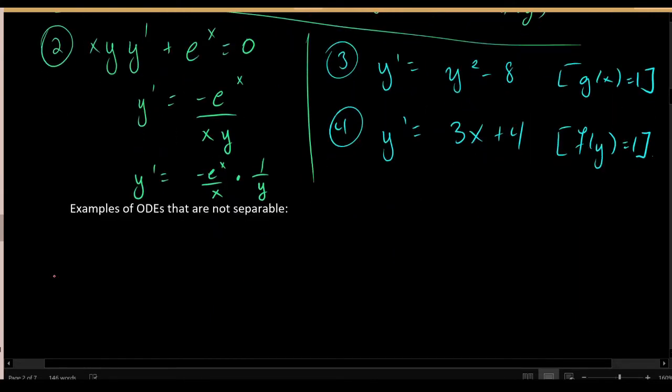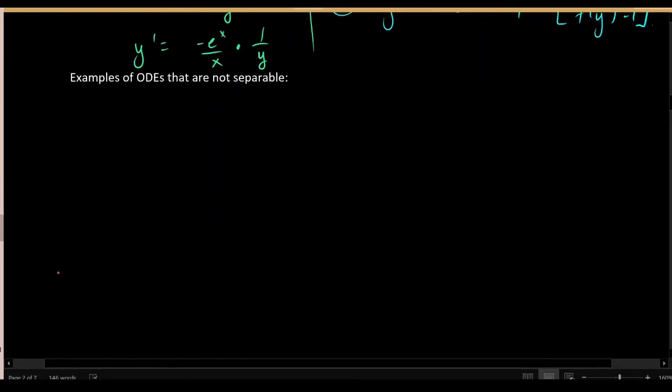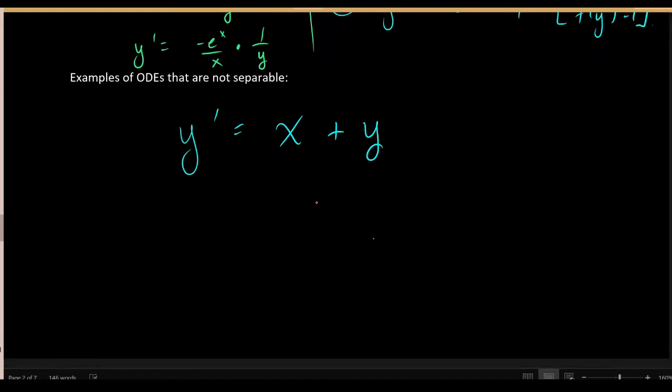But not all ODEs are separable. For example, a frustrating example of an ODE that is not separable is something like y prime equals x plus y. This is in the form function of x alone plus a function of y alone, but there is no way to rewrite this as a function of x multiplied by a function of y. So an ODE like this is not separable, and we'll have to solve it by some other means.